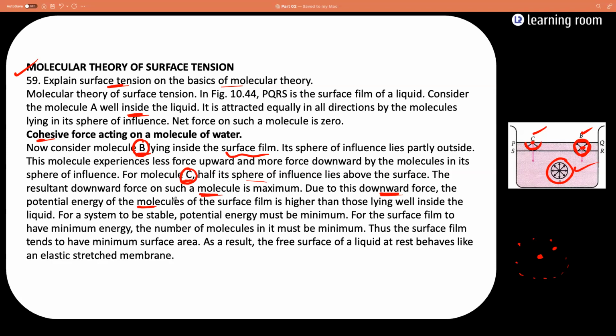As a result, the free surface will act like an elastic stretched membrane. So why is it happening? Because it has a greater amount of energy. It cannot hold that energy. So to reduce its energy and come to the stable state, it starts behaving like an elastic stretched membrane.